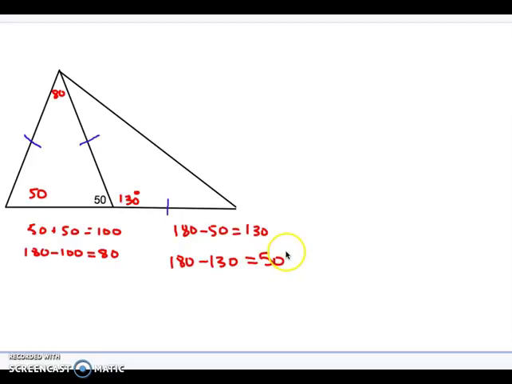50 degrees. And since this angle and this angle have to be my base angles, I can take 50 and divide it by 2, which gives me 25. So this angle has to be 25, and this angle has to be 25. And so we've solved for all of our angles here.